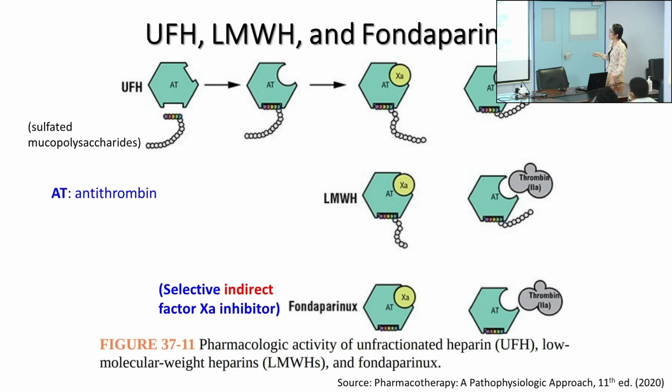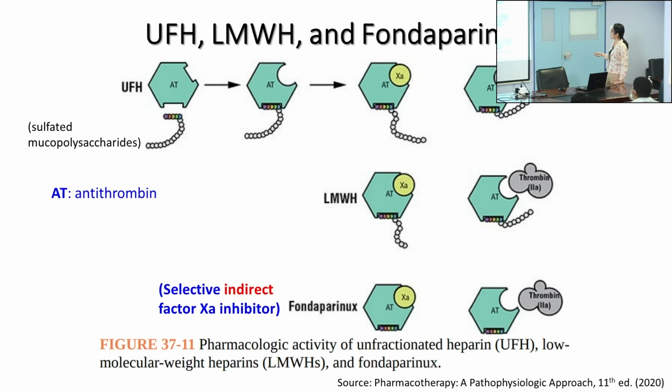This is the unfractionated heparin. It's a long chain, sulfated mucopolysaccharide chain. And it binds to the cofactor antithrombin, and then the antithrombin can help it to interact with factor 10 and also helps it to interact with factor 2. So that is how the heparin interacts with and inhibits the activity of factor 10 and 2. And what I try to show here is that low molecular weight heparin has a shorter molecule chain. But the short chain does not influence its interaction with factor 10.